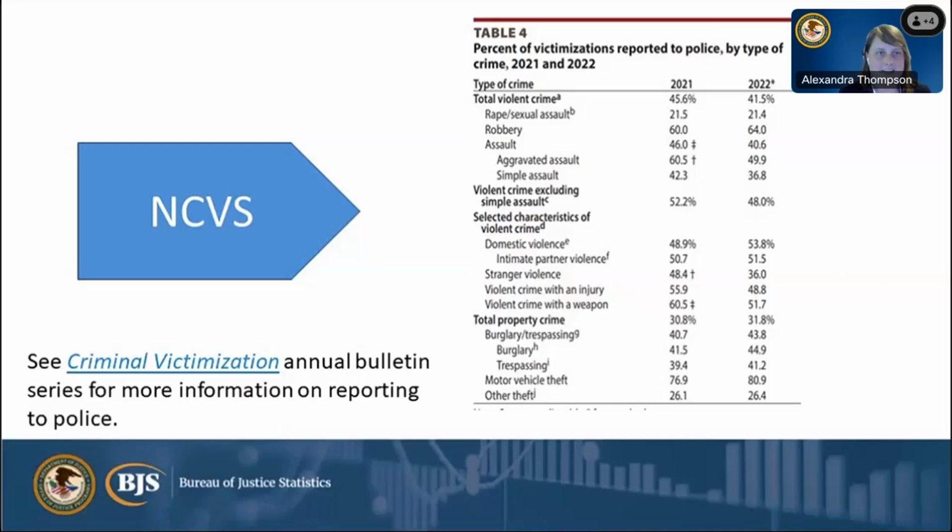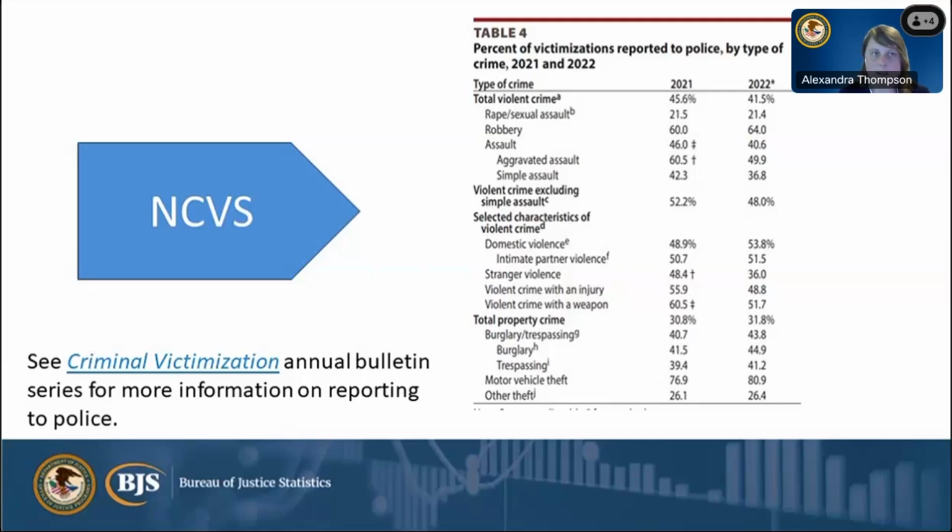So the answer is the NCVS. I was talking about specifically the percentage of crimes reported to police. So we need both crimes reported and not reported to police to calculate that percentage. This screenshot here is from the Criminal Victimization 2022 Bulletin, where we display the estimated percentage of crimes reported to police by the crime types covered by the NCVS. So for example, in 2022, about 42% of violent crimes were reported to the police, and about 32% of property crimes were reported to police. And this can vary year over year and also by crime type as well.